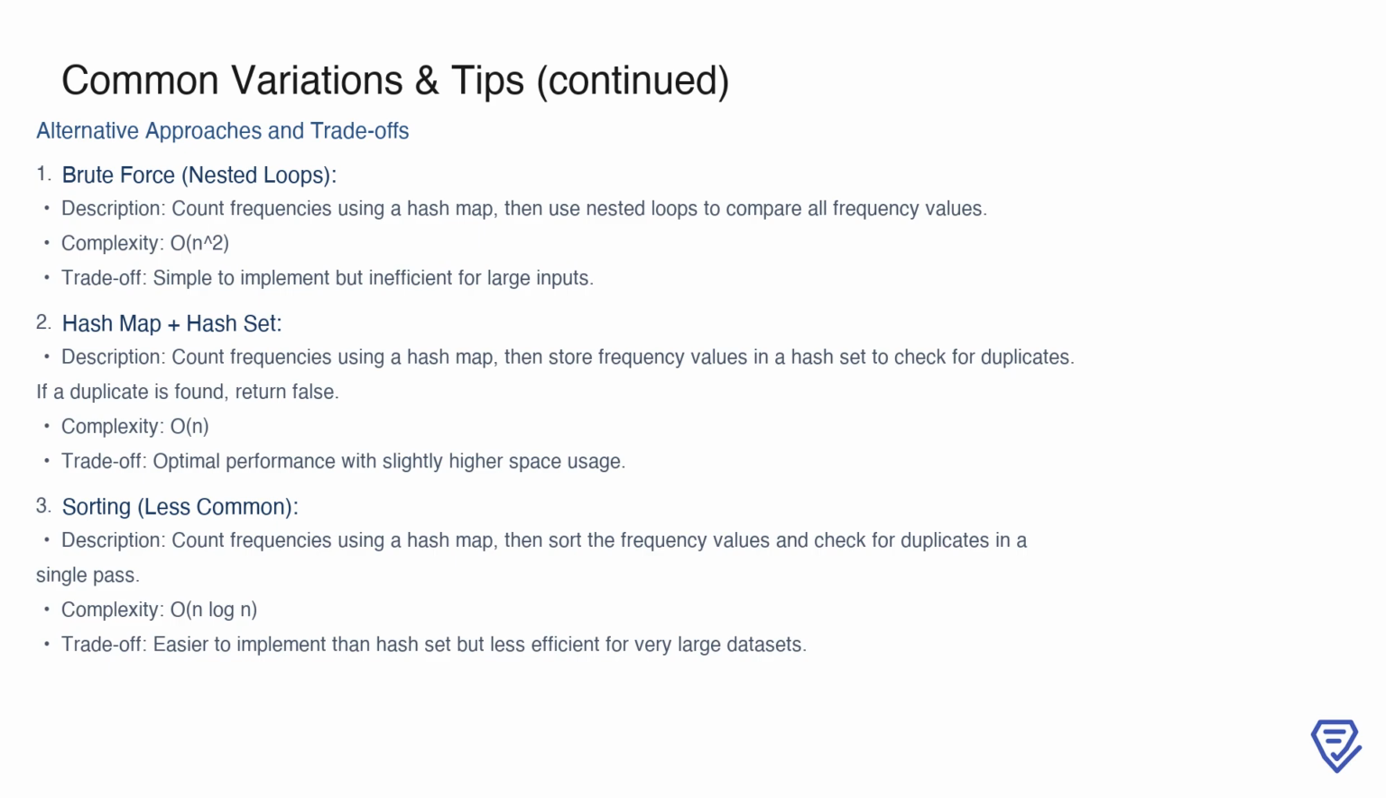In this approach, you count frequencies with a hash map and then store the frequency values in a hash set to check for duplicates. If you detect a duplicate frequency, you can immediately return false. This method has a time complexity of O(n) and is generally the most efficient solution, though it does use slightly more memory. Another less common approach involves sorting.